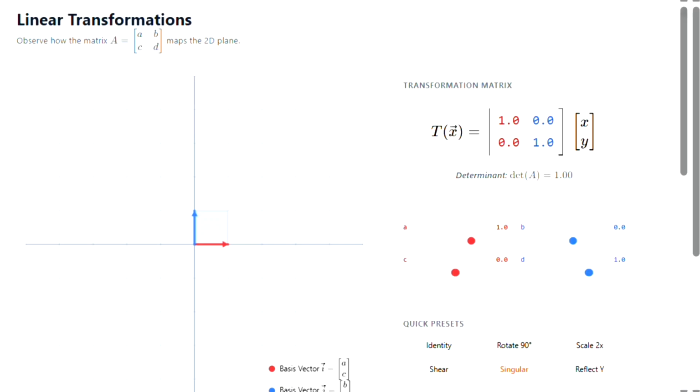Take a moment to explore different combinations. When you're ready to test your intuition on these transformations, we'll move on to the knowledge check.